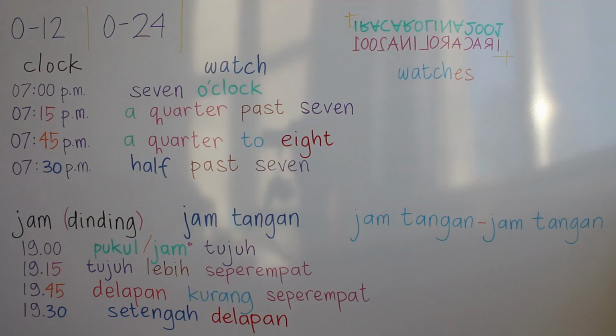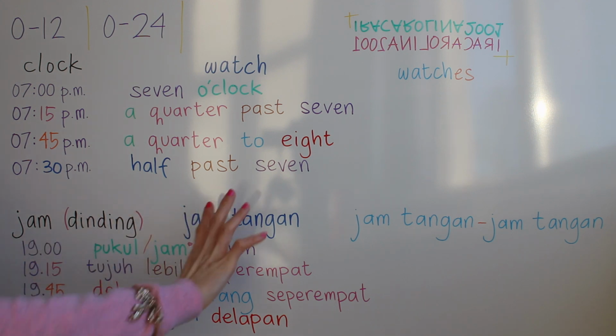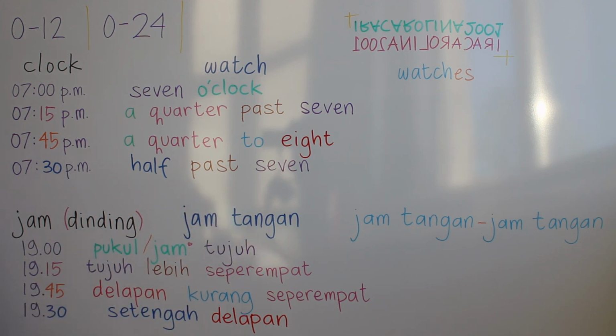Thank you. Hi, today we will learn Indonesian language or Bahasa Indonesia about time or a clock. This part is in English, this part is in Indonesian. In English, the numbers that we use for clock are from 0 to 12. In Indonesia, the numbers are from 0 to 24.